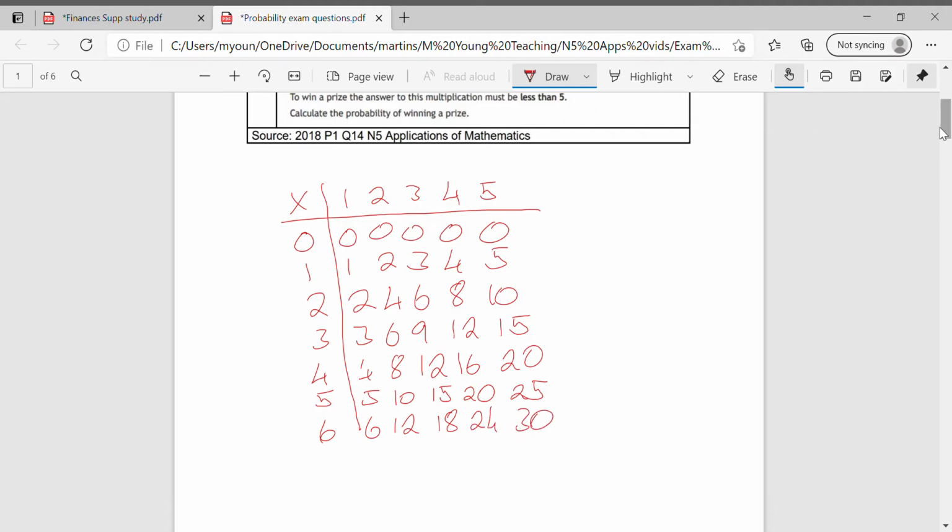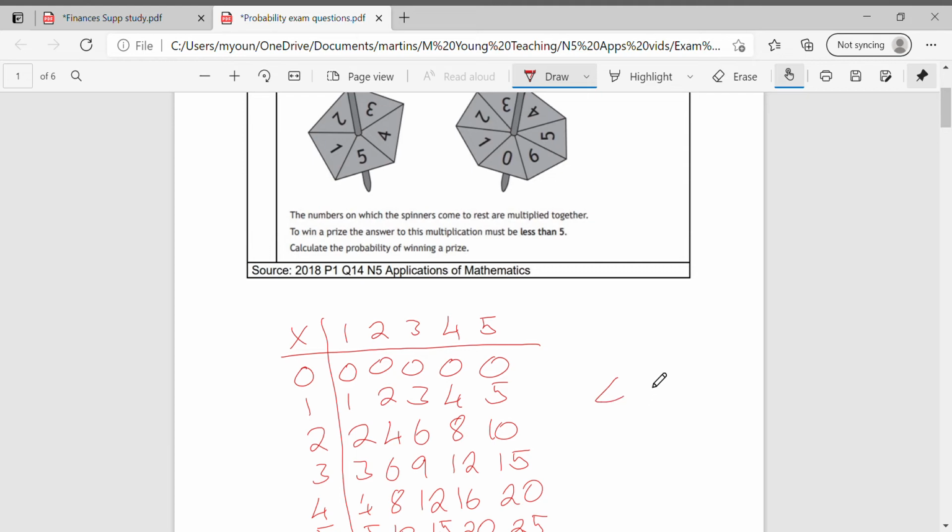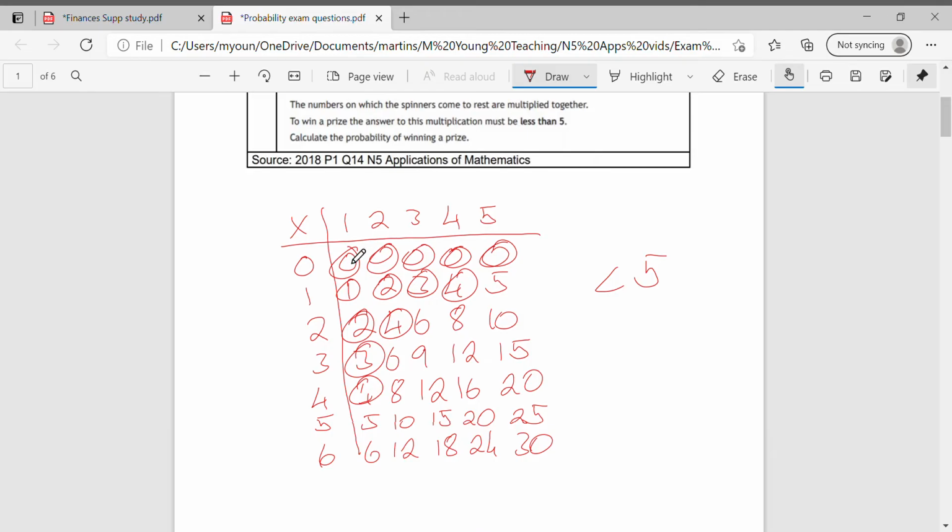And remember, our game, we had to get less than 5, so let's just circle all the ones that are less than 5. So obviously it would be any of these zeros here, so that's those ones there, and what else have we got that's less than 5? Less than 5, remember, not equal to 5, so I'm not including that. Okay, so those are the ones circled there. Count how many I've got. 1, 2, 3, 4, 5, 6, 7, 8, 9, 10, 11, 12, 13.